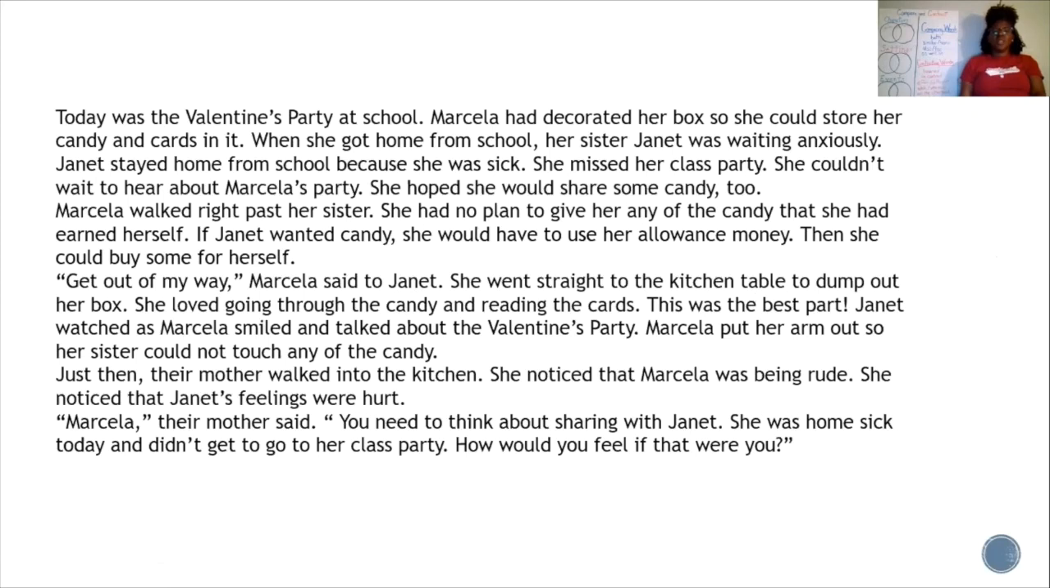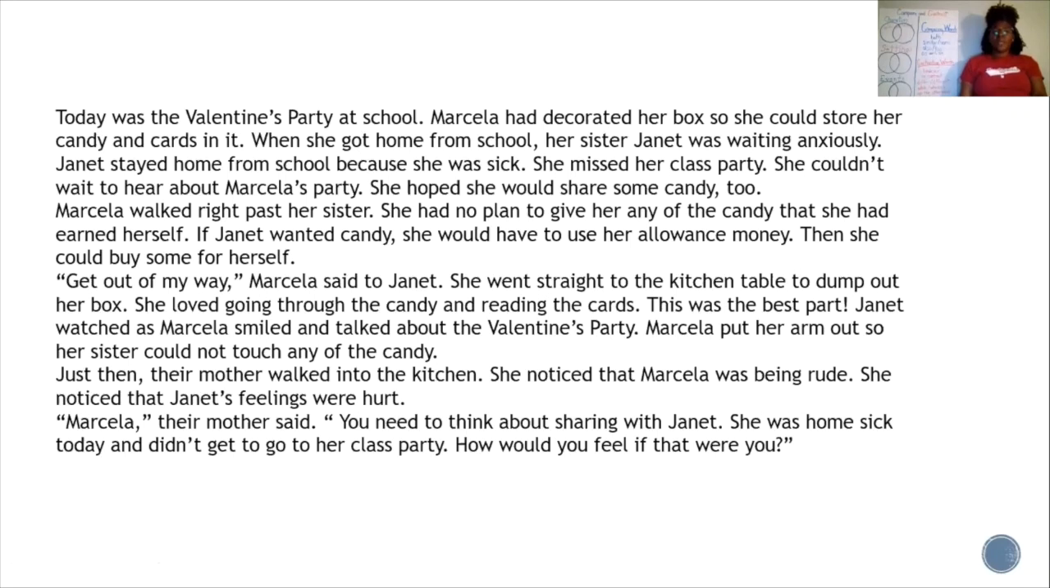Today was the Valentine's party at school. Marcella had decorated her box so she could store her candy and cards in it. When she got home from school, her sister Janet was waiting anxiously. Janet stayed home from school because she was sick. She missed her class party. She couldn't wait to hear about Marcella's party. She hoped she would share some candy too.